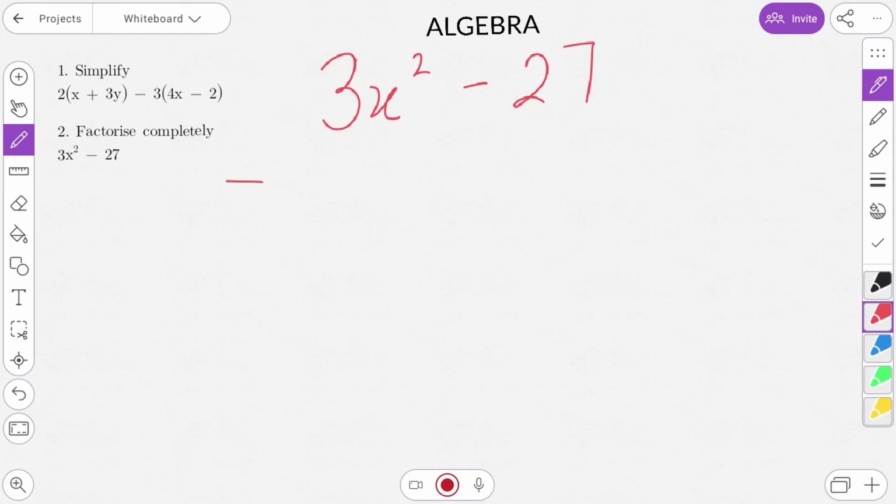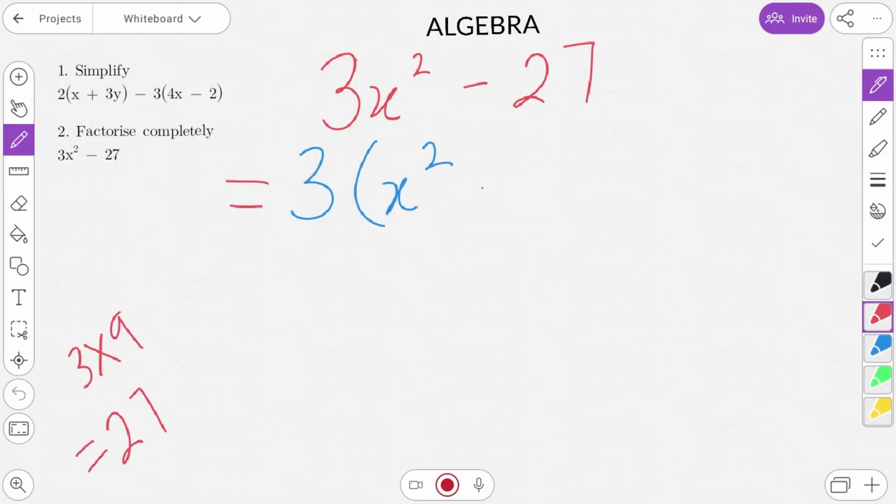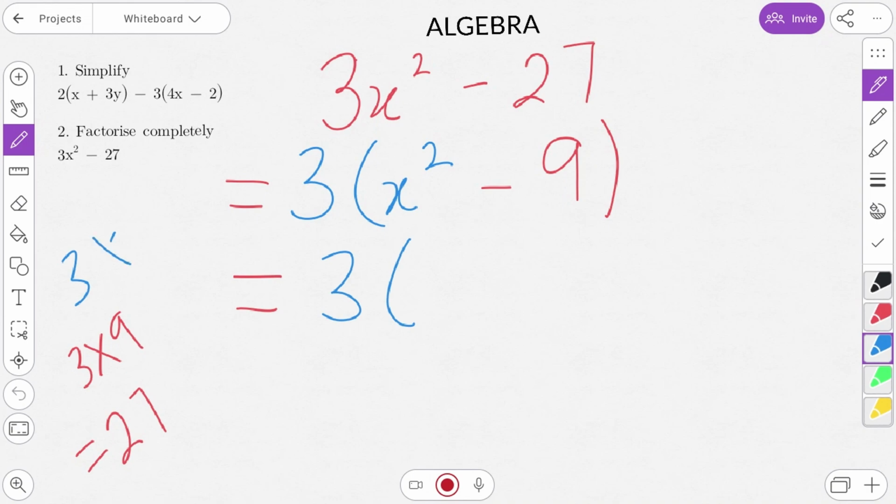So with this, we can see we have 3x squared minus 27. 3 times 9 is 27. I like to draw attention to that. So because of it, we put 9 there. And now we have 3 and brackets open. This is what they call difference of two squares. 3 times 3 will give us 9. So we have x squared minus 3 squared, which makes the difference of 2 squares.